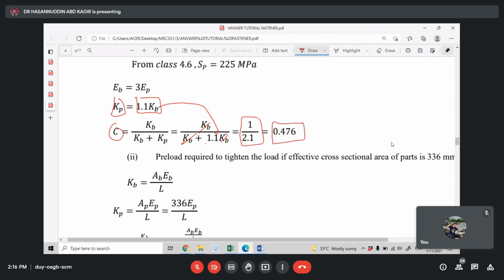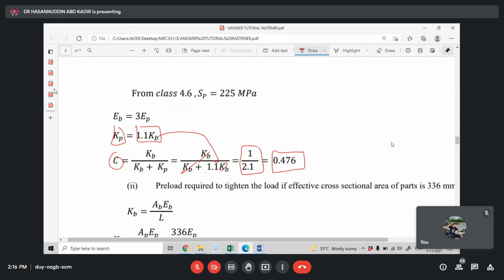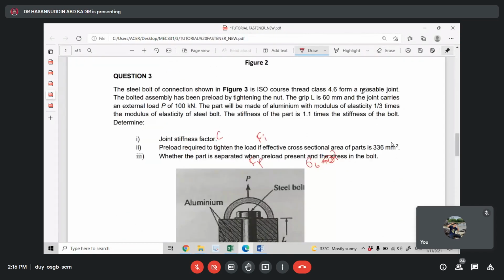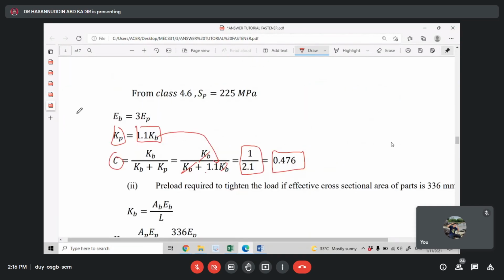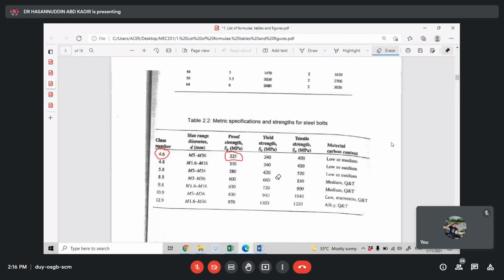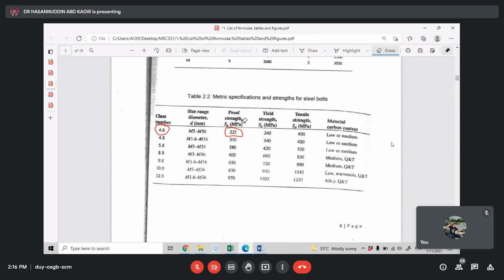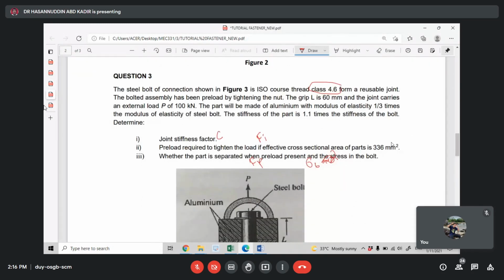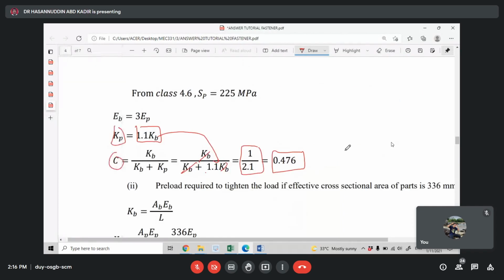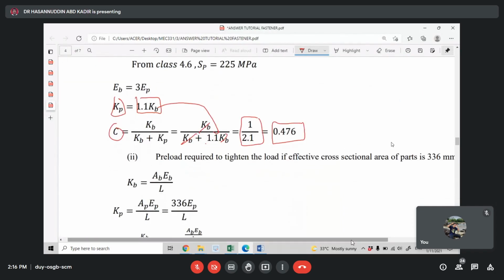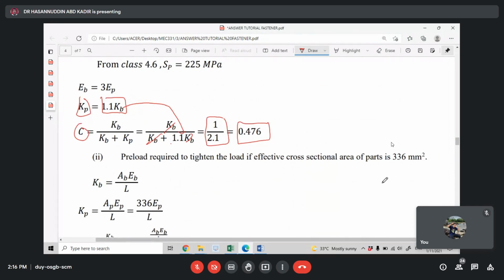Okay, if you refer back to the question, they give you the class 4.6 here. Then you can go for the list of formula for this 4.6, because you want to apply the value of 2 to 5 here, 2 to 5 for your Fi nanti. Okay, 0.47. Lepas tu they ask you to find the preload. So the cross section area is 336.